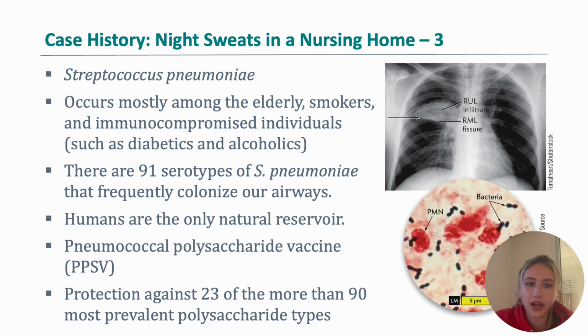So Streptococcus pneumoniae occurs mostly among elderly, smokers, and immunocompromised individuals such as alcoholics and diabetics. There are 91 serotypes of Streptococcus pneumoniae that frequently colonize our airways. Humans are the only natural reservoir, making the host range for this natural reservoir narrow. And the pneumococcal polysaccharide vaccine, PPSV, protects against 23 of more than 90 of the most prevalent polysaccharide types.